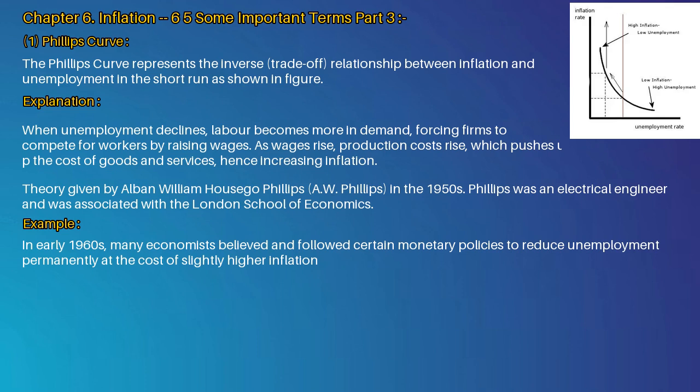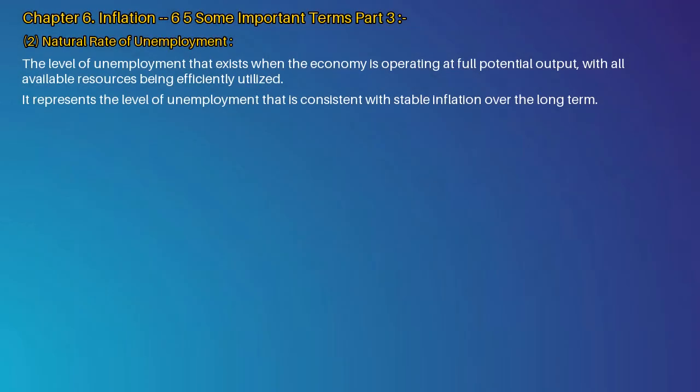Theory given by Alban William Housego Phillips, A.W. Phillips, in the 1950s. Phillips was an electrical engineer and was associated with the London School of Economics. Example. In the early 1960s, many economists believed and followed certain monetary policies to reduce unemployment permanently at the cost of slightly higher inflation. Let's discuss some other terms to understand these concepts.